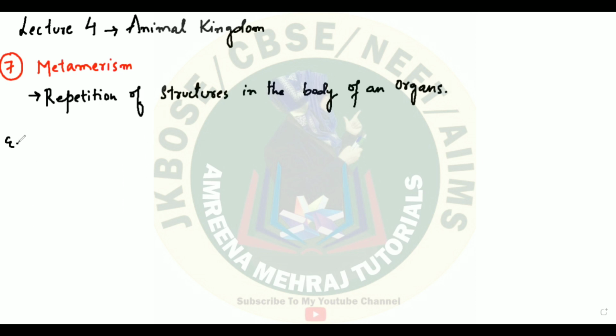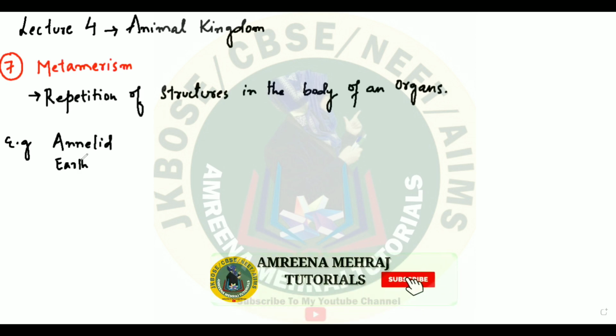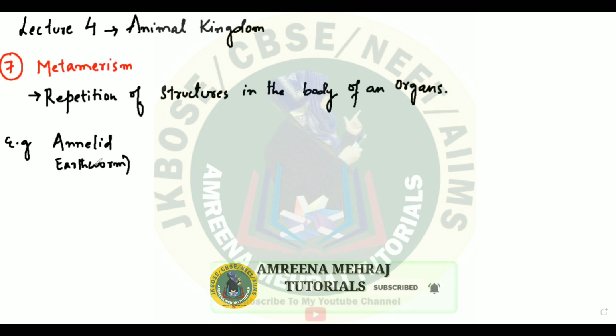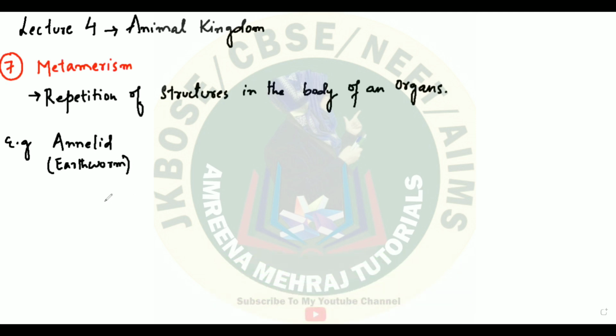So let me take, for example, annelids. When I say annelids, you have to get into your mind earthworm. Okay. So what do you see in earthworm? You see that their body is made up of certain segments, which you can see externally. Their body is made up of segments like these. Let me make one over here. So you see an earthworm body, something like this. And you see these segments, a chain of these segments forming the body of an earthworm.